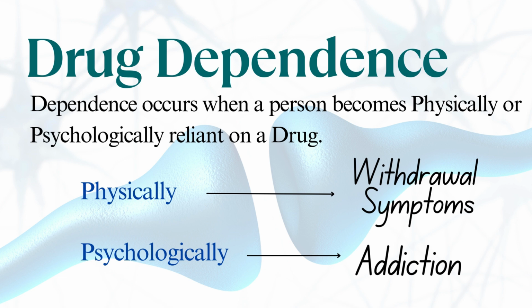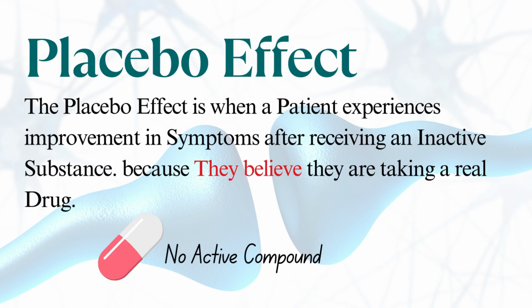Drug dependence. Dependence occurs when a person becomes physically or psychologically reliant on a drug. Physical dependence: withdrawal symptoms occur when the drug is stopped, example, opioids, benzodiazepines. Psychological dependence: the user craves the drug for its effects, example, nicotine, cocaine. Placebo effect. The placebo effect is when a patient experiences improvement in symptoms after receiving an inactive substance because they believe they are taking a real drug.